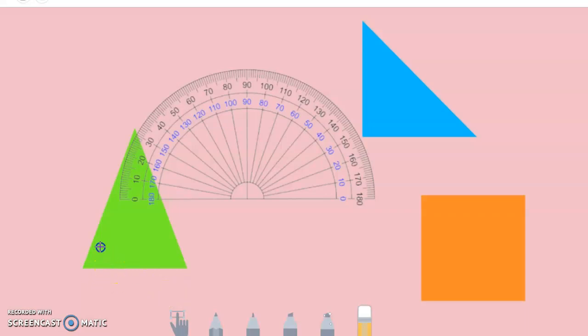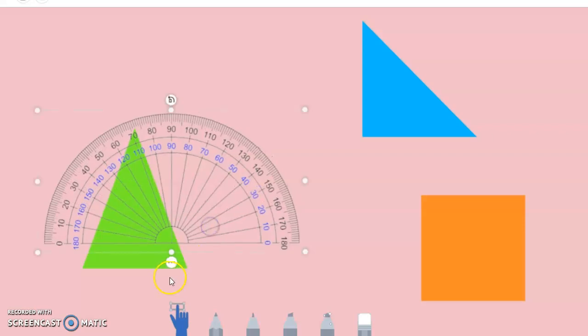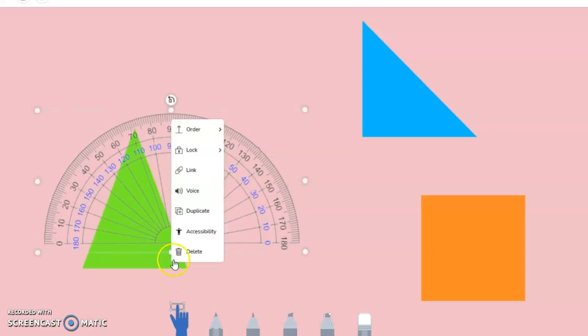Kiddos, today we are going to do a little more work with our protractor. You're going to have a protractor just like this. The first thing you need to make sure is that it is brought to front. You can do that by dragging it over a shape, clicking on the three dots, and making sure that for order you click bring to front.